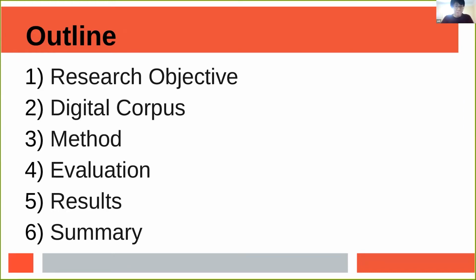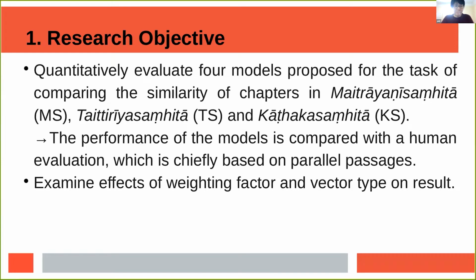So the research objective is to quantitatively evaluate 4 models proposed for the task of comparing the similarity of chapters in Maitrayani Samhita, Taittiriya Samhita, and Kathaka Samhita. The performance of the models is compared with a human evaluation, which is chiefly based on parallel passages. And lastly, I examine the effects of the weighting factor and vector type on performance.